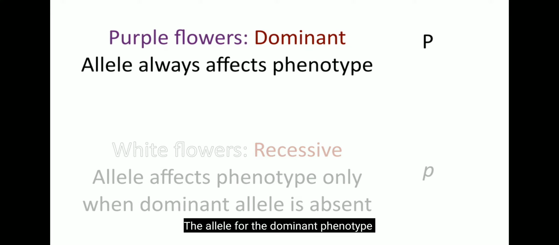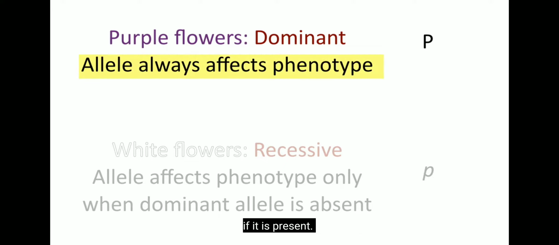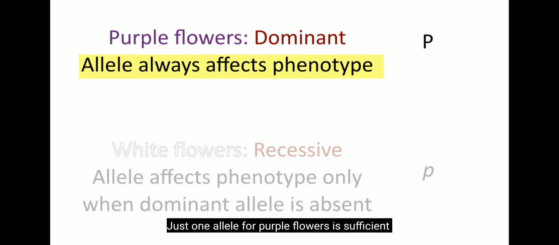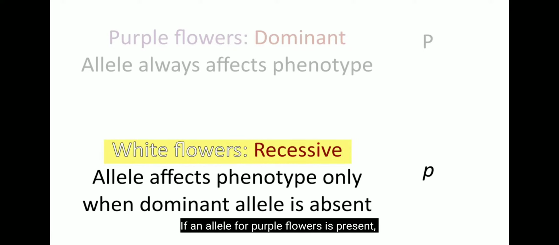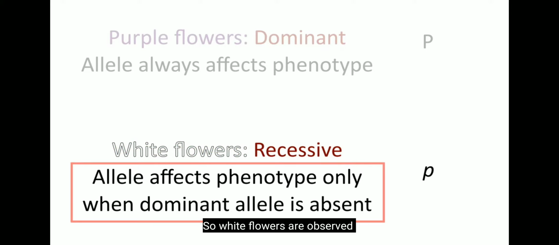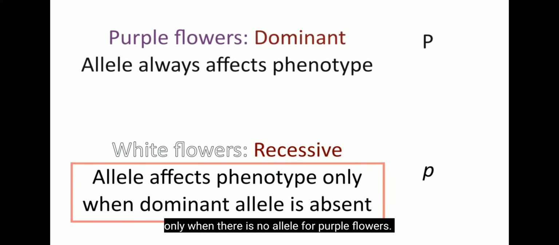The allele for the dominant phenotype always affects the phenotype if it is present. Just one allele for purple flowers is sufficient for the plant to produce purple flowers. The other phenotype, giving white flowers, is recessive. If an allele for purple flowers is present, it suppresses the allele for white flowers. So white flowers are observed only when there is no allele for purple flowers.